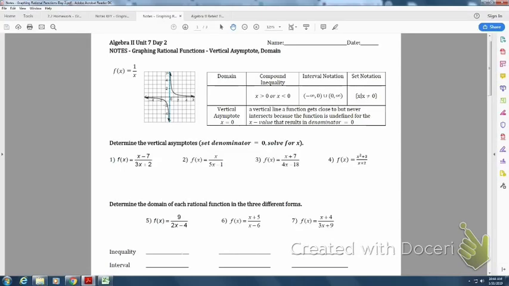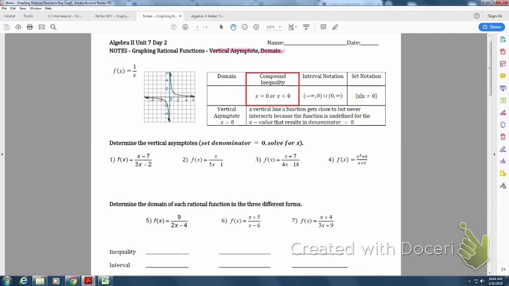The main things that we're going to talk about today are how to find the vertical asymptote and the domain. We're going to talk about a few other things as well, the horizontal asymptote and the range, but we'll hit that a little more heavily next class. We're going to talk about 3 different ways to write the domain.